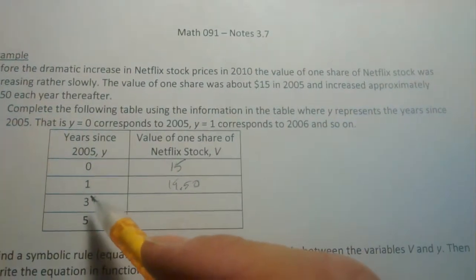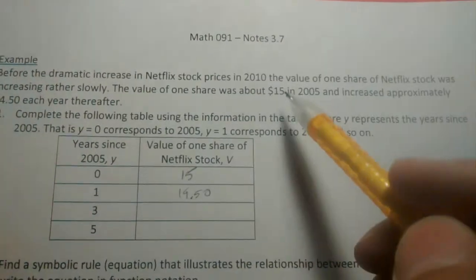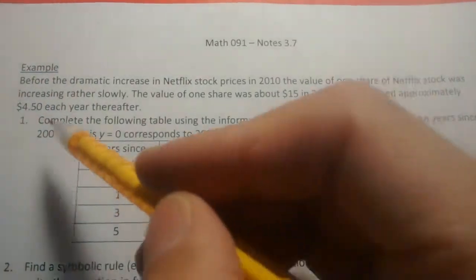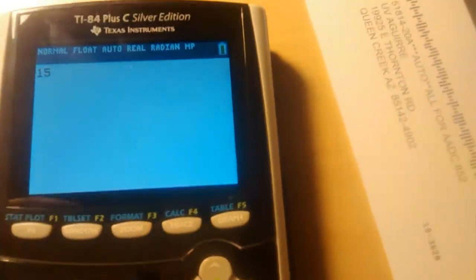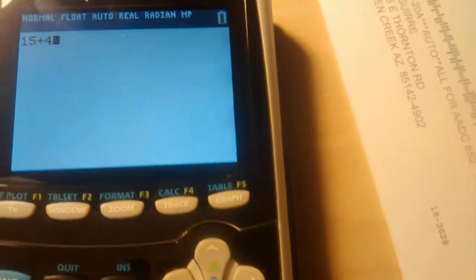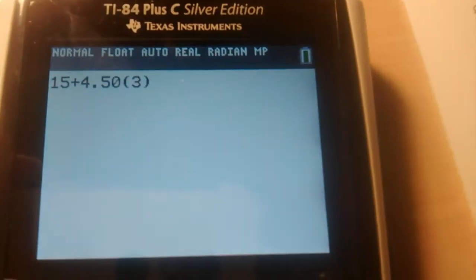And then 3 years. If you want to do this in one shot, you could do this. $15 in 05, and then 3 years later would be adding on 3 of those. So in our calculator we could have done this: $15 starting point added to 3 450s. That's 2850.